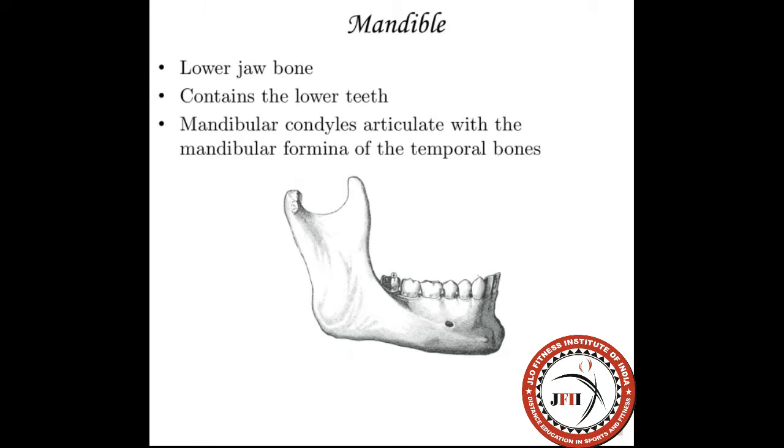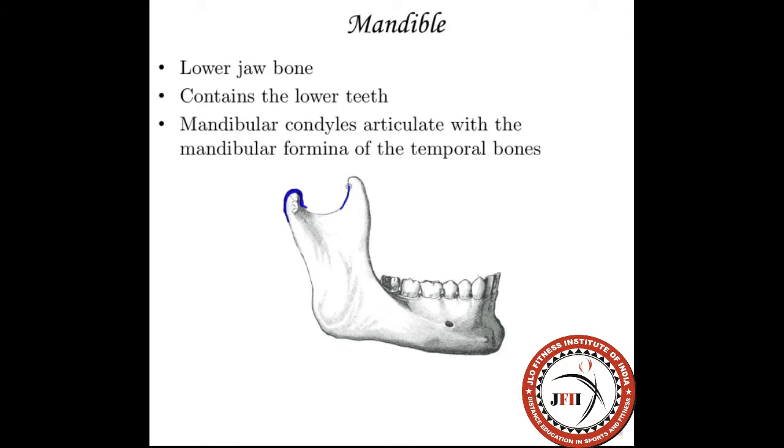And the mandible, the lower jaw bone. It contains the lower teeth, of course. The mandibular condyles are right here. Those do connect with the mandibular fossae.